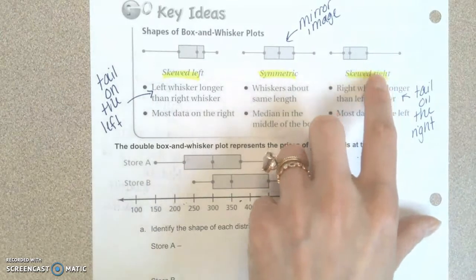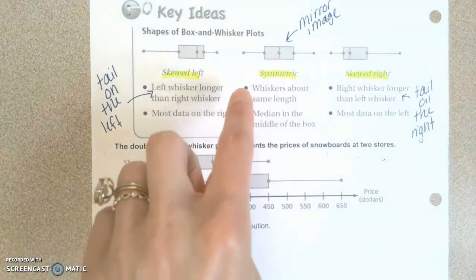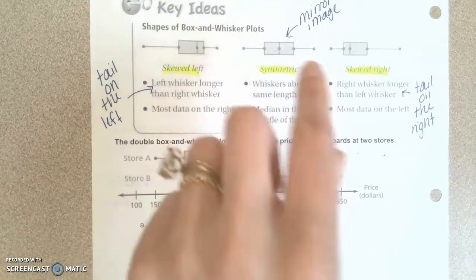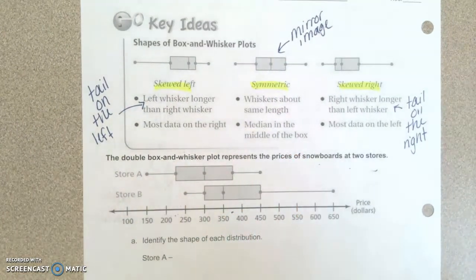Your right whisker is going to be longer. So last week, we referred to that as the tail being on the right. And then symmetric, your whiskers are going to be about the same length, and the median is going to be right in the middle of your box. And last week, we referred to that as a mirror image, which still works here because you could fold that box plot in half, and everything would match up there.